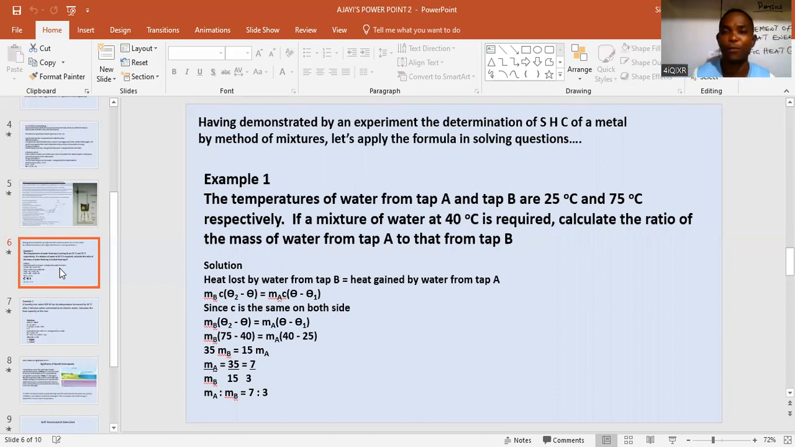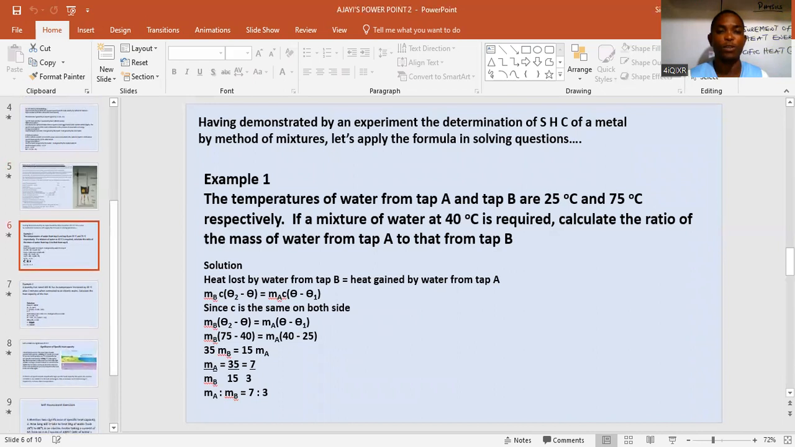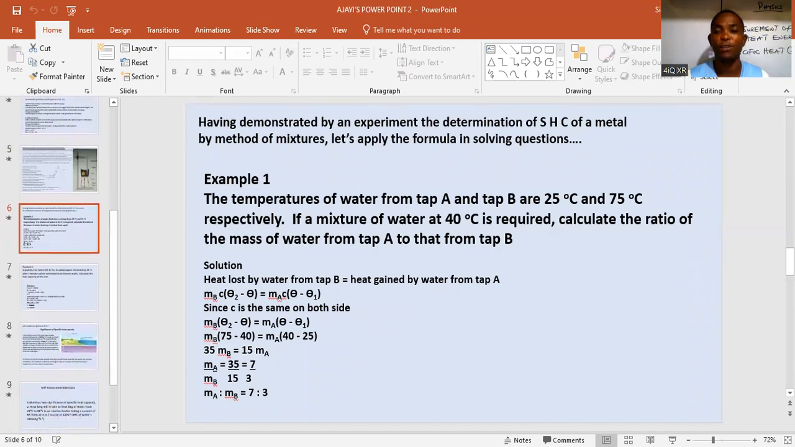The first example we shall look at is this. The temperatures of water from tap A and tap B are 25 degrees Celsius and 75 degrees Celsius respectively. If a mixture of water at 40 degrees Celsius is required, calculate the ratio of the mass of water from tap A to that of tap B.